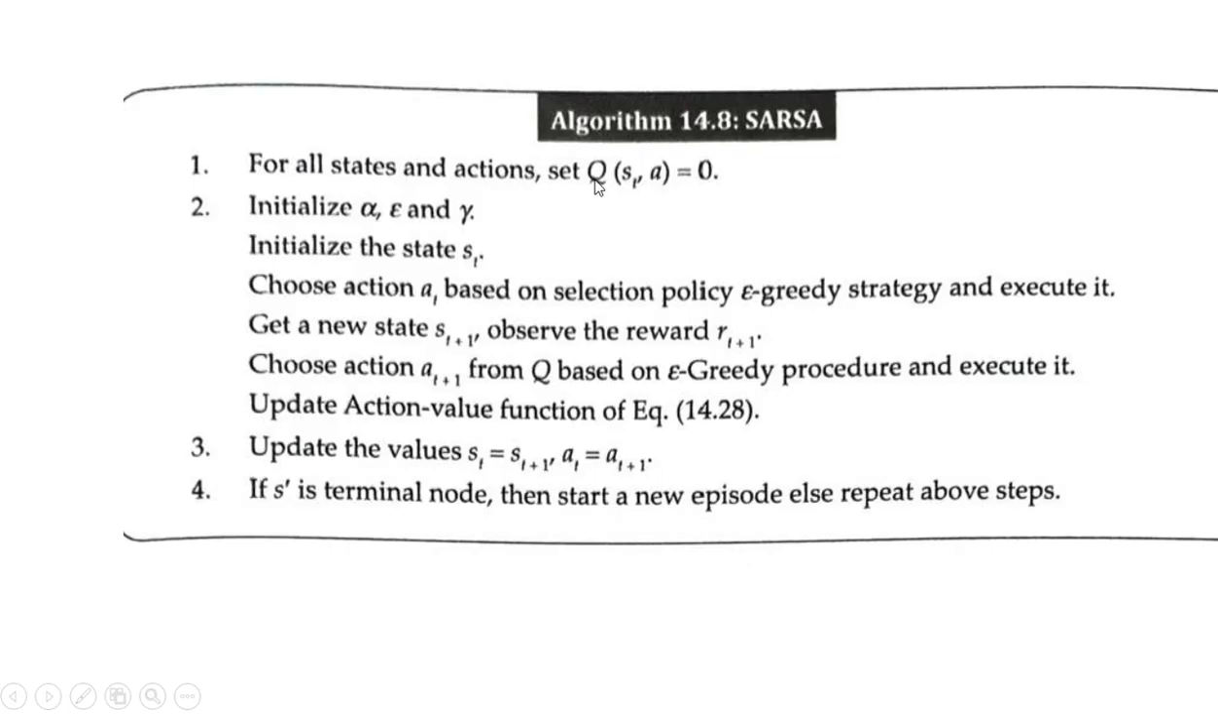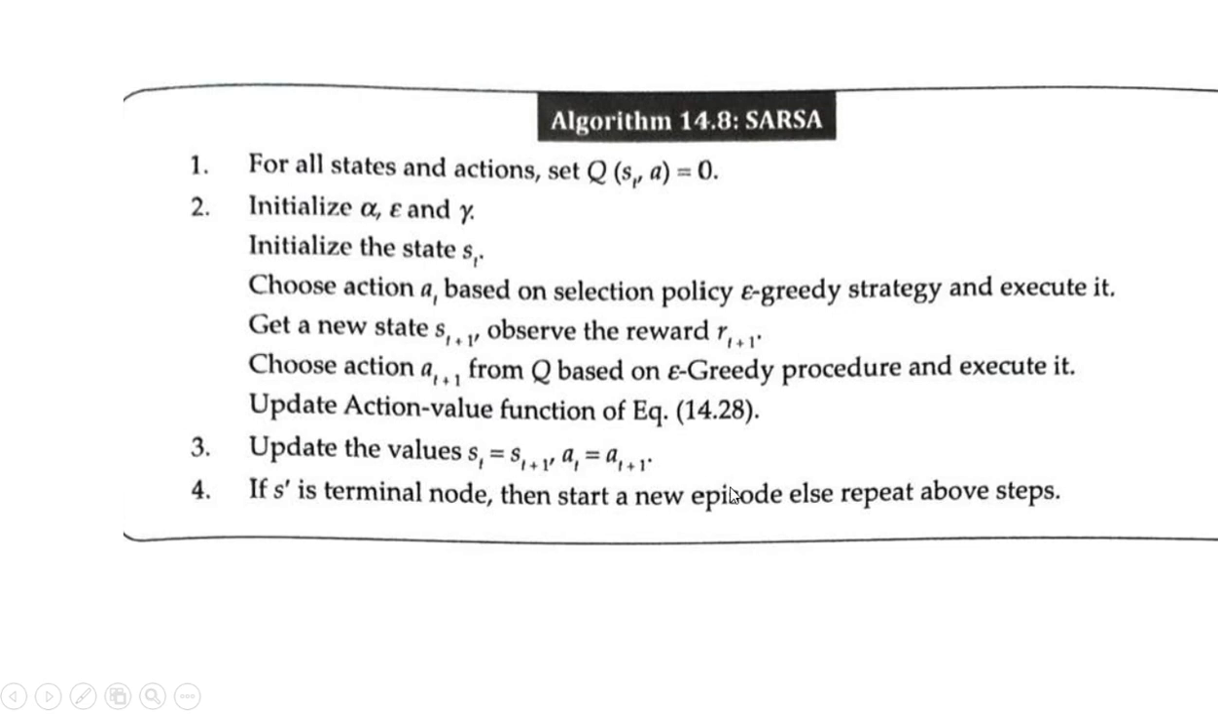For all the states, first initially let the Q value be 0. Initialize the alpha value, epsilon value and gamma value. Initialize the states. Next, you choose the action. Get a new state. Choose an action again based on the epsilon greedy approach. Update the action value function. This is nothing but your Bellman equation. Update the states, update the action, keep repeating until you get the maximum value of Q. So SARSA you can write very similar to Q-learning. The only difference is SARSA is an on-policy method and Q-learning is an off-policy method.